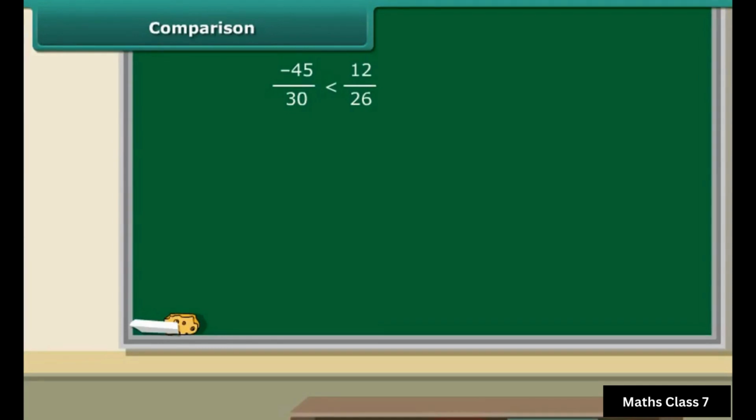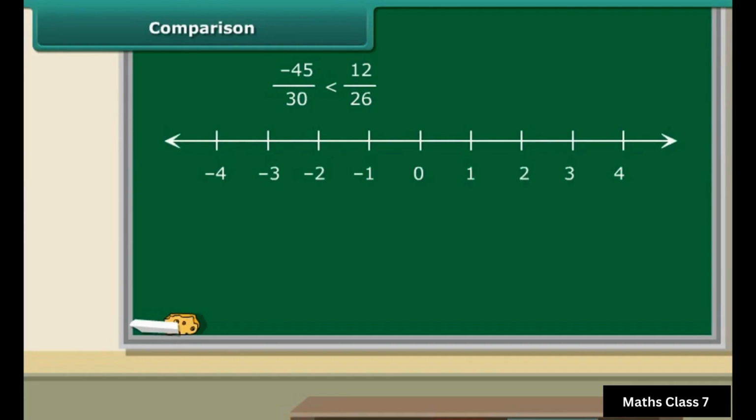We know that the negative number is always smaller than the positive number. We can also compare the rational numbers using number line. The more the number is in the right, the greater it is. For example, 2 by 3 lies here, and 1 by 3 lies here. So which one is in the right? 2 by 3. Correct. Therefore, 2 by 3 is greater than 1 by 3. Similarly, minus 1 by 3 is greater than minus 2 by 3 because minus 1 by 3 comes right to the minus 2 by 3.